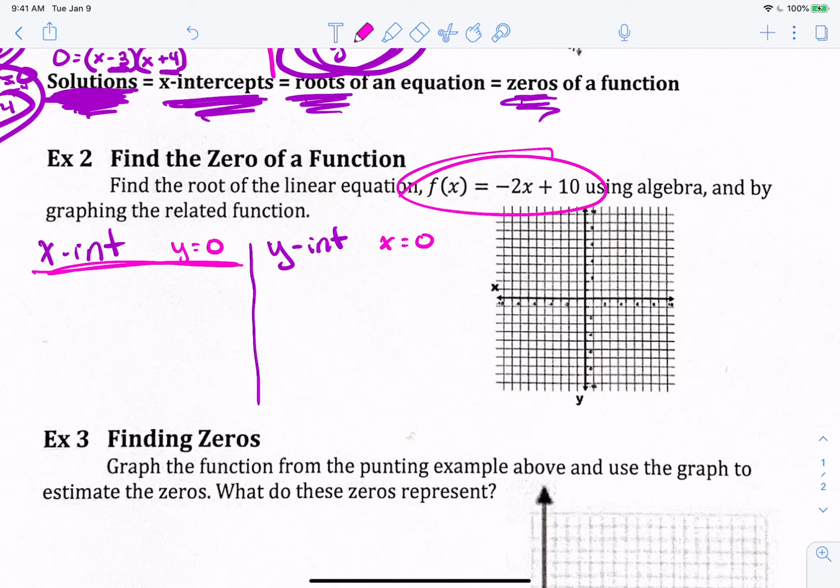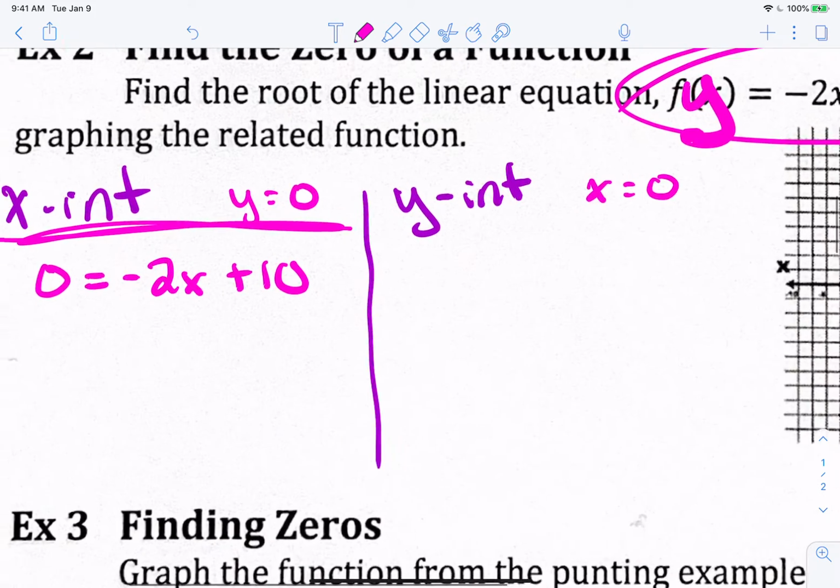F of x is the same thing as y, right? We're big kids now, they call it f of x instead. So I'm just going to plug 0 in for y, and I'm going to solve for x. This is a linear function, by the way.